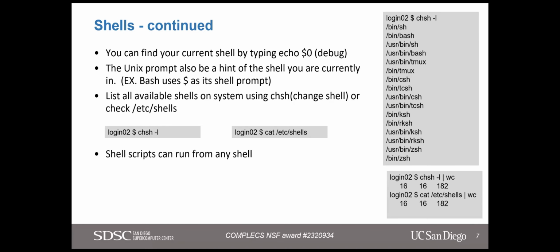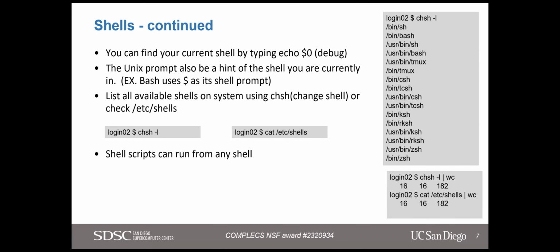Knowing what shell you're in is kind of important, although you can run shell scripts and other commands within any shell if it exists on the system. It is important to know exactly where you are. You can find your current shell by typing the command echo $0. $0 is a special parameter in shells, and when you type it on the command line, it's going to return the shell that you have. If you type it into a shell script, it's actually going to return the script name of what you're running. So it's useful for debugging.